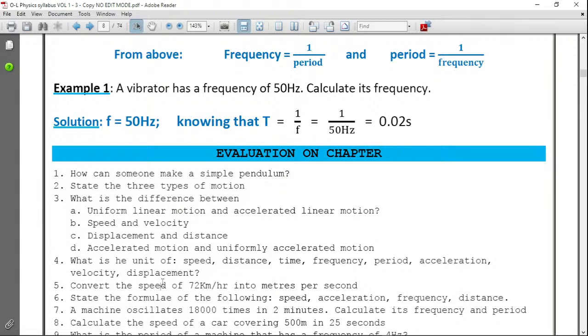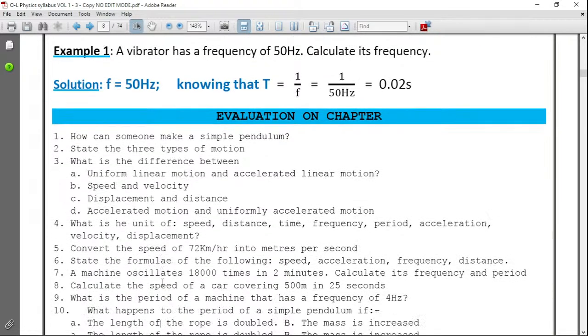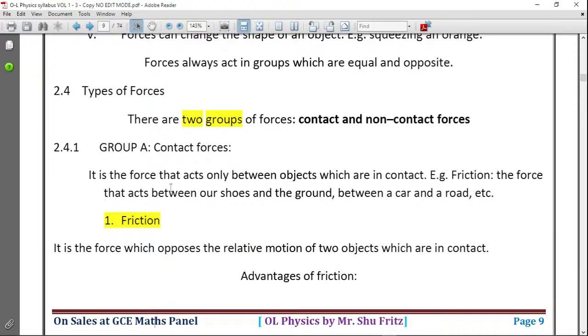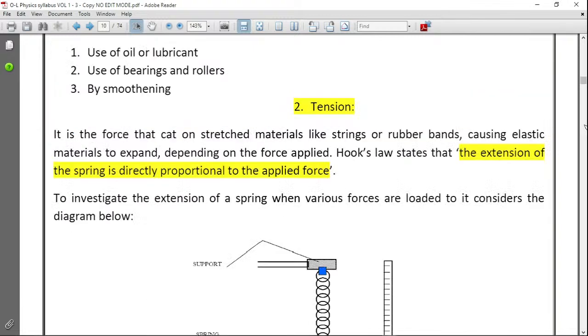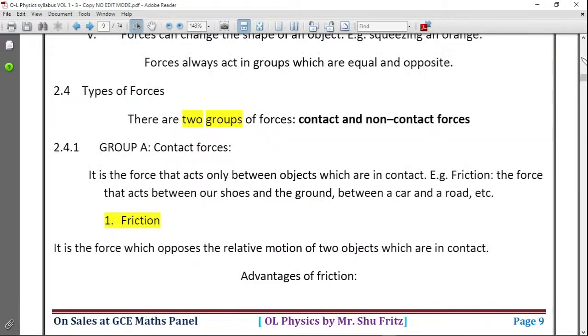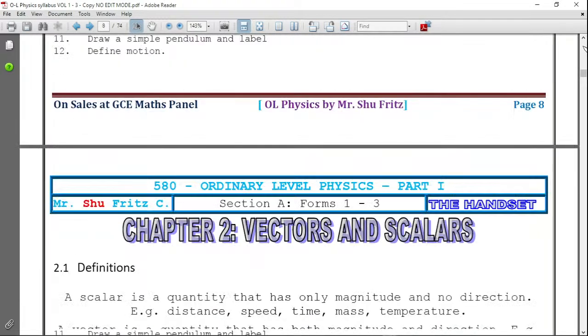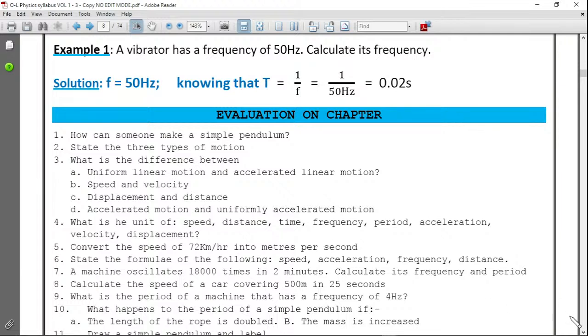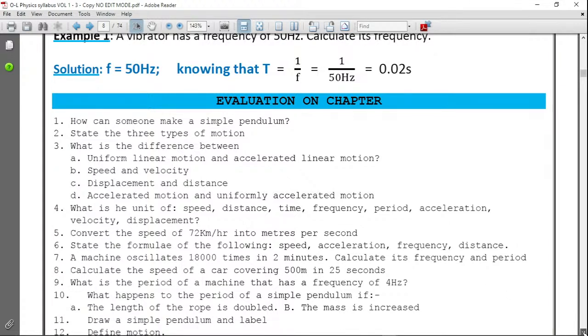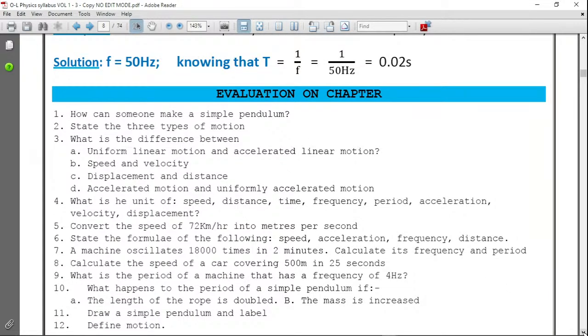State the formula of the following: speed, acceleration, frequency, distance. Then here we have a machine oscillates at 1800... Okay, on chapter, let me go back to the chapter. I think I skipped this one. All right. So a machine oscillates at 18,000 times in 2 minutes. Calculate its frequency and period.